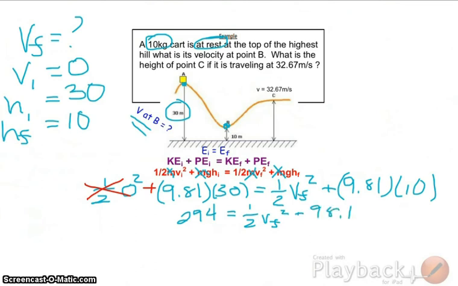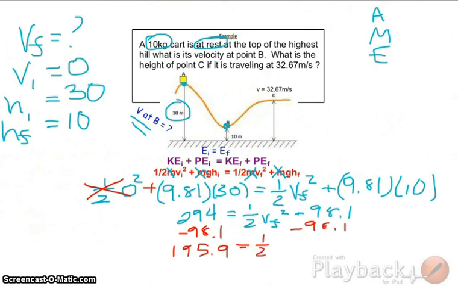So undo what's being done and you aim to please, if you remember that. So we're going to undo any kind of addition or subtraction. So subtract 98.1 from both sides. And we get 195.9 equals 1/2 V squared.